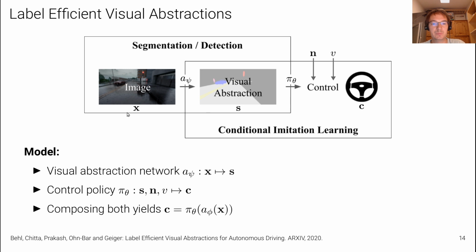Now composing both these mappings together yields the final policy, which takes an input image X, produces a visual abstraction, and then finally produces the action.